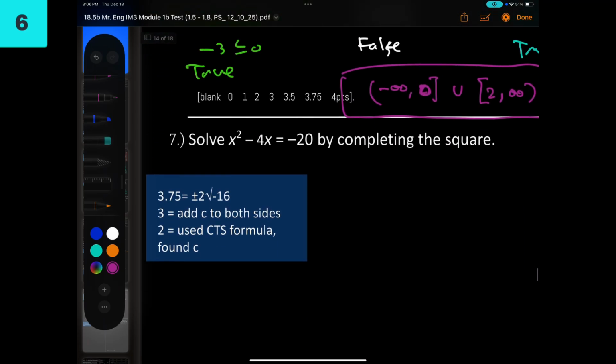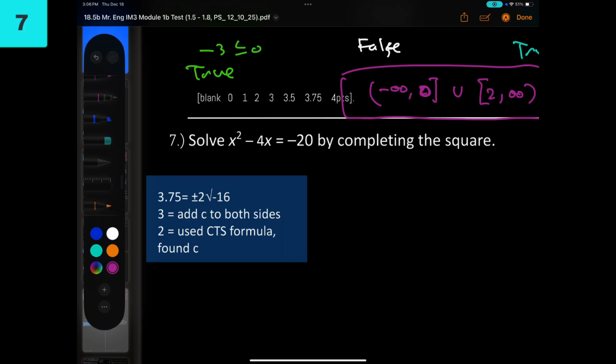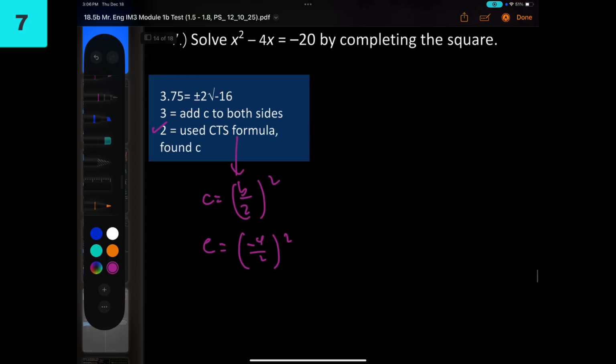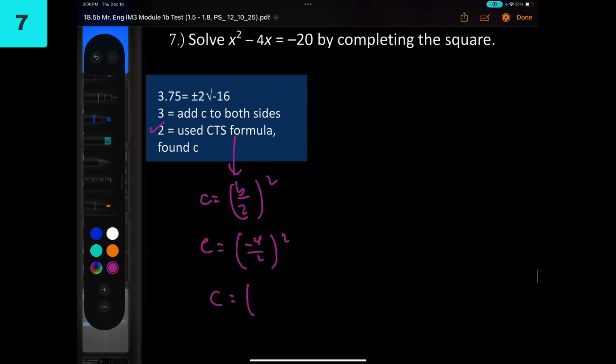Okay, number 7. Solve x squared minus 4x equals negative 20 by CTS. So 2 points if you just first do the CTS formula. C equals b over 2, squared. The b value is negative 4. So you have negative 4 divided by 2 is negative 2. And negative 2 times negative 2 is 4. So you got 2 points if you just did that.